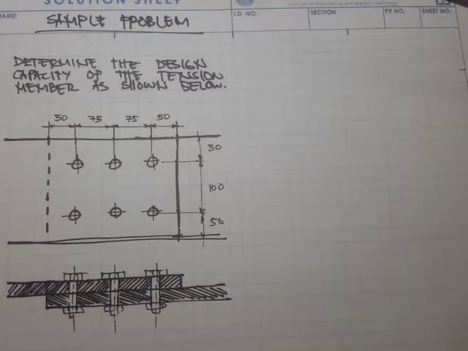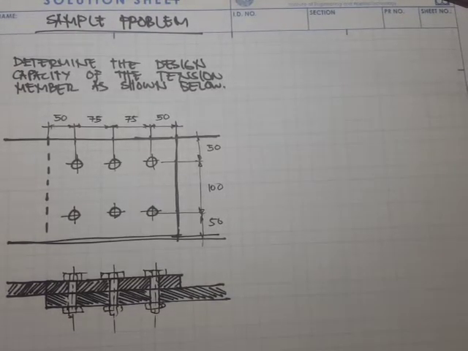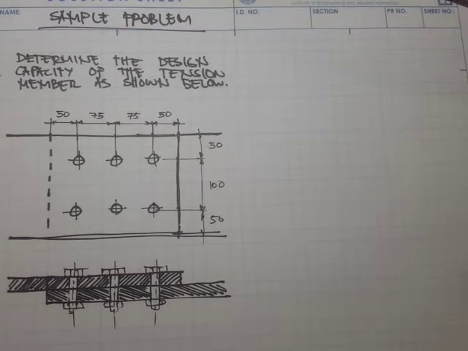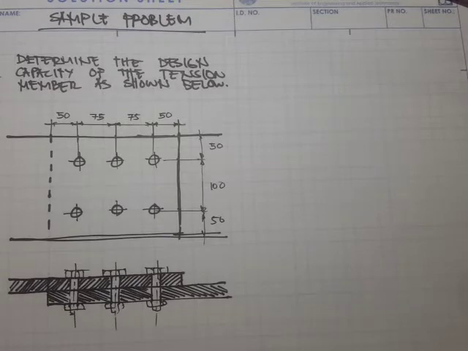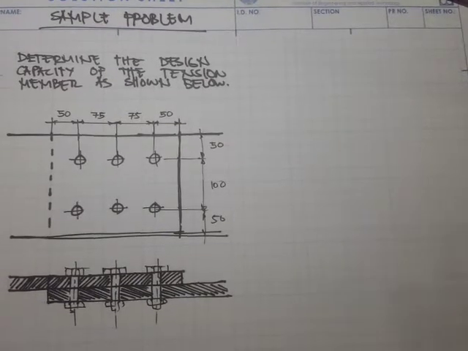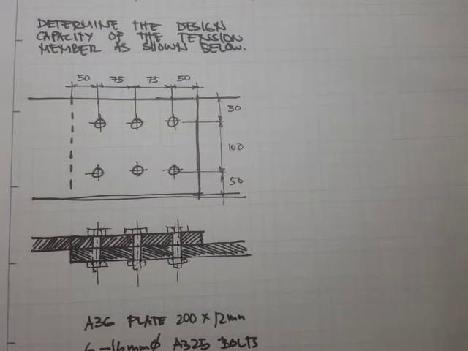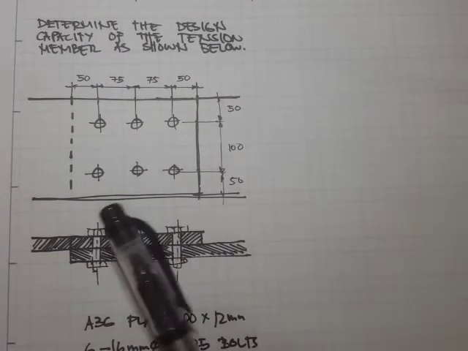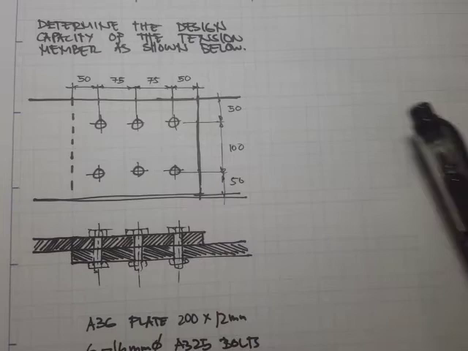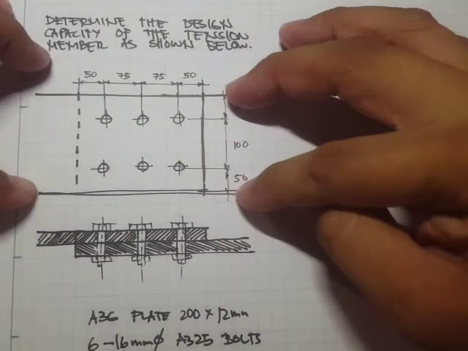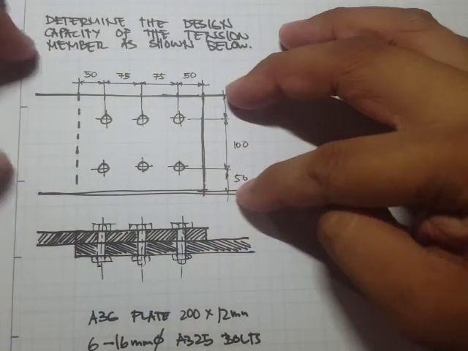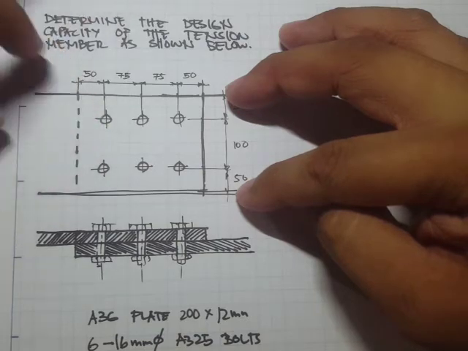Alright, we'll start now our sample problem for the tension members. The problem says that we have to determine the design capacity of the tension member as shown below. We have this tension member and they're actually lap spliced. Then this is the layout of the bolted connections.